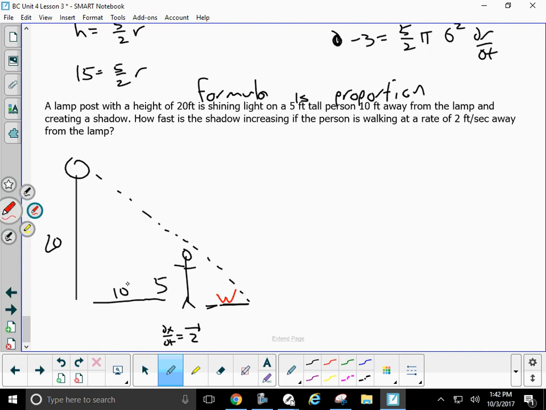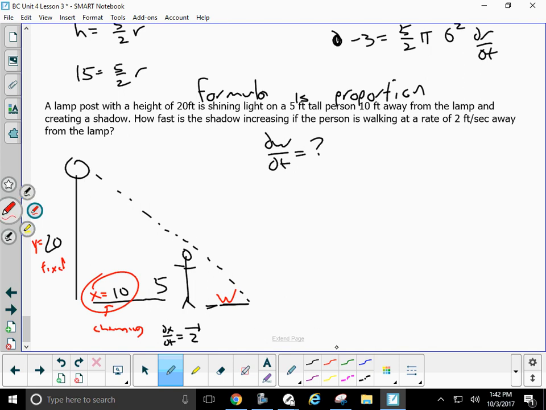Now we're told that he's 10 feet away, but he's walking away. So this is an x equals 10, but this is changing. That's very important, that understanding that that length is changing. This is a y that is fixed. Okay, good. How fast is the shadow increasing if the person is walking this fast? Okay? Now, a lot of people think this is a Pythagorean theorem problem. It is not. This is just straight proportion.